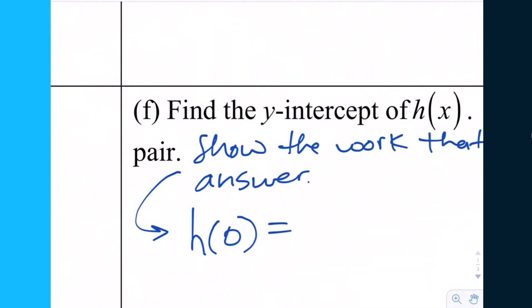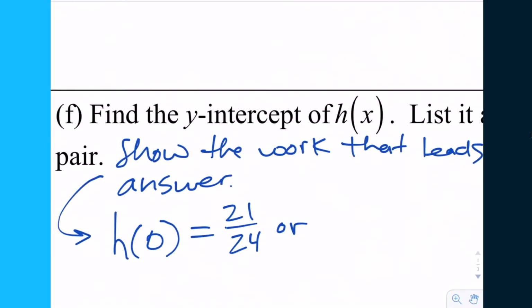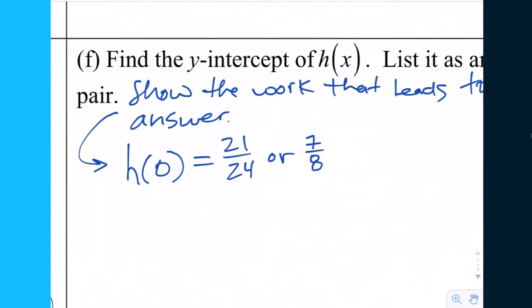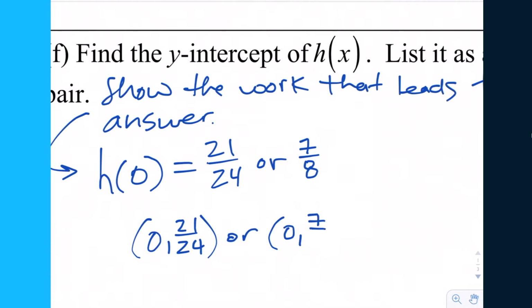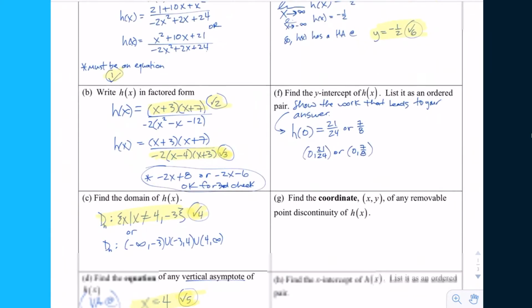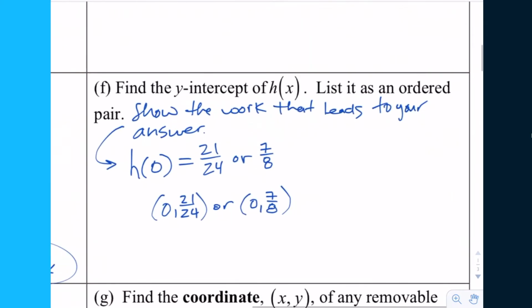So 21/24. Or, of course, that simplifies down to what? 7/8. Now, to list it as an ordered pair, here's what you have to have. Either (0, 21/24), because I didn't tell you to simplify, although you should always get in the habit of doing that, or (0, 7/8). I'll accept either one of those as the right answer.